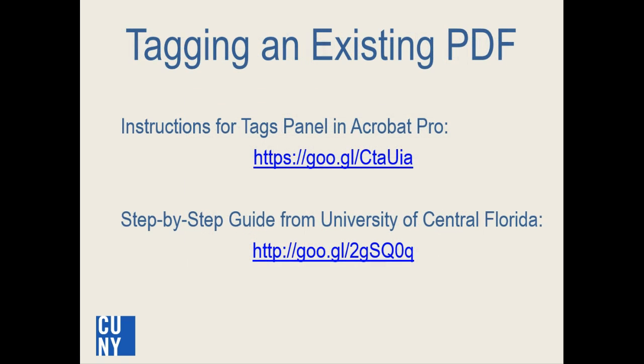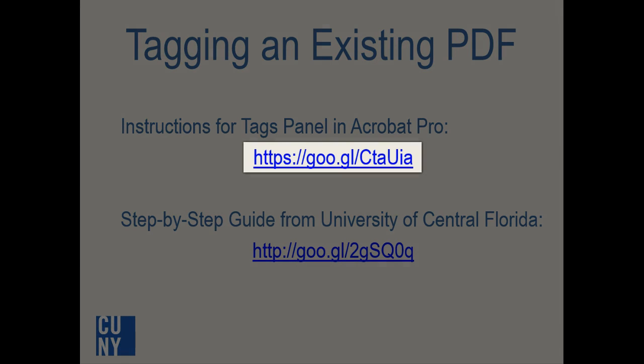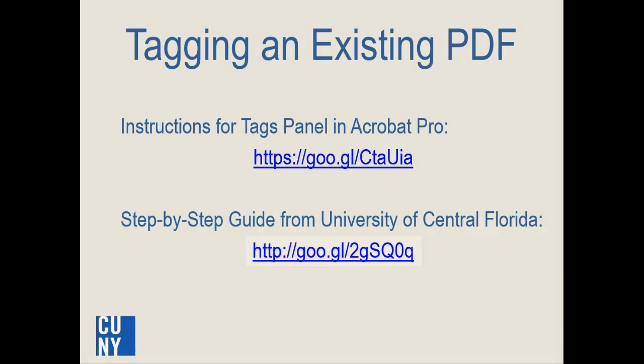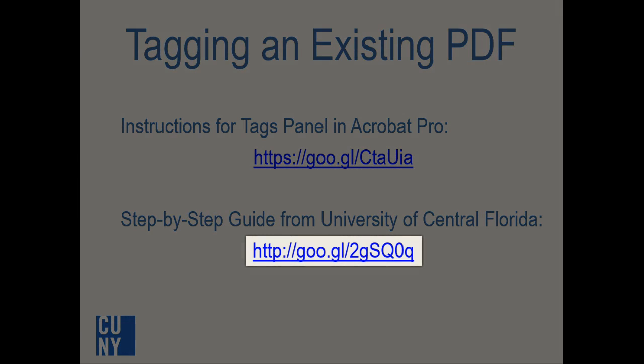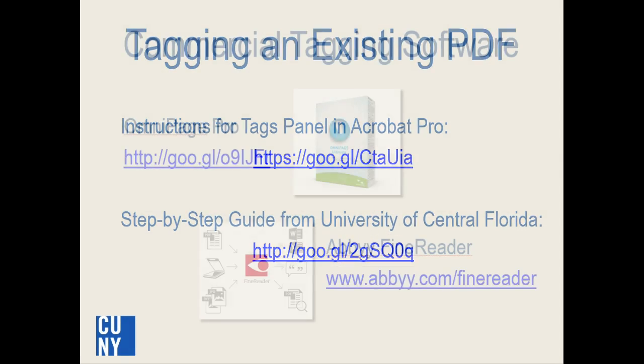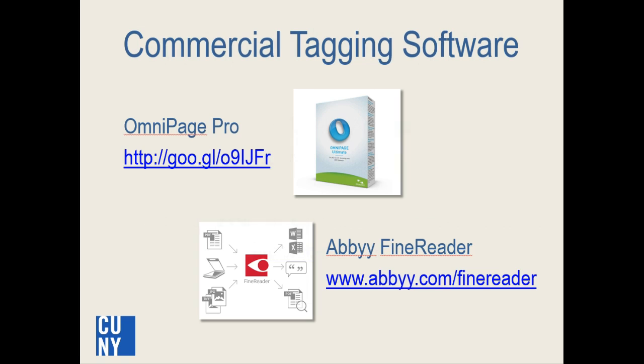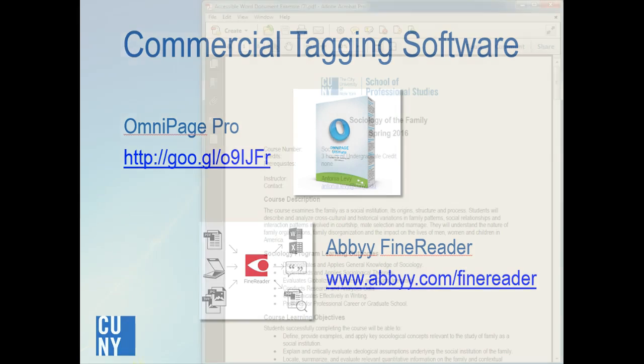For instructions on how to tag an existing PDF using Acrobat Pro, use the tiny URL for Adobe's help page on this topic, or a step-by-step guide created by the University of Central Florida. Other commercial products which allow you to run OCR and tag a PDF are OmniPage Pro and ABBYY FineReader.